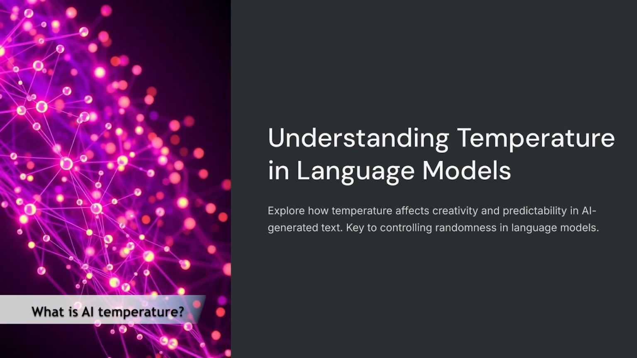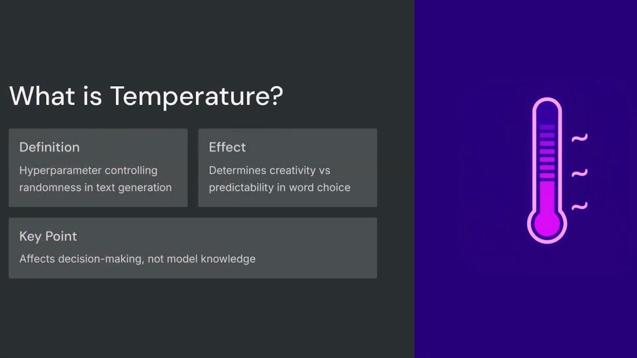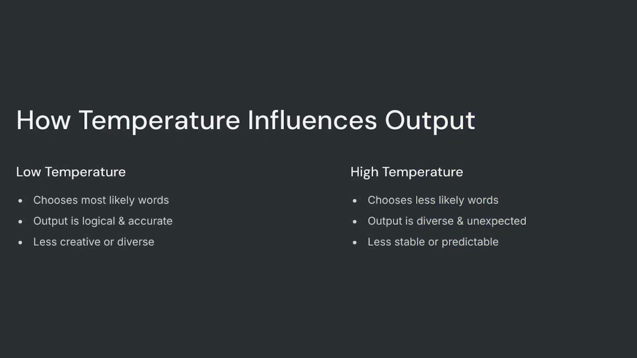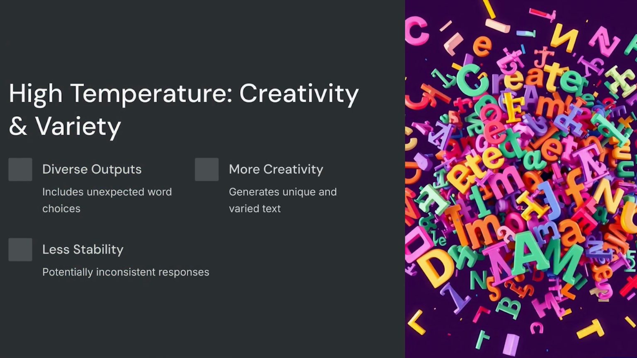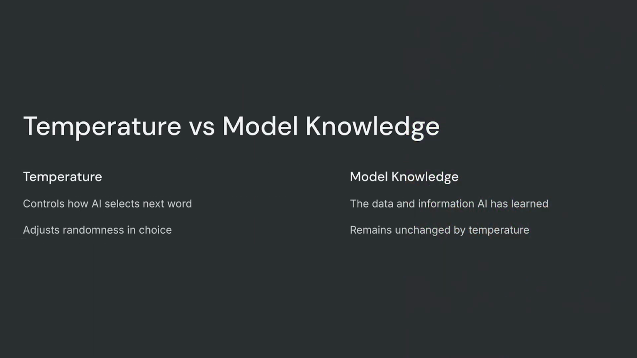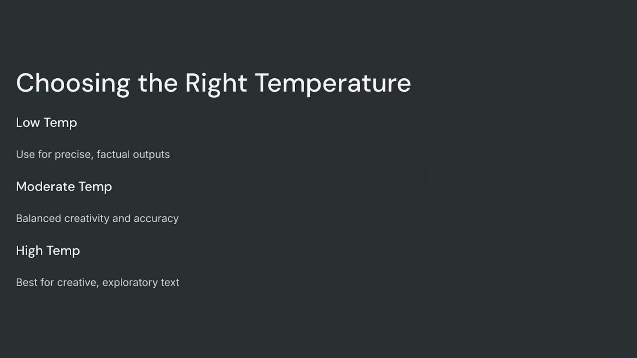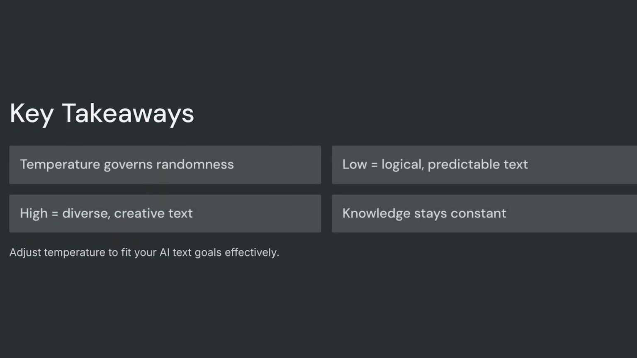Temperature is a hyperparameter that determines the level of randomness in the text generation of language models. It affects how creative or predictable the model will be when choosing the next word. Temperature changes the probability distribution of the answer options. A low temperature value forces the model to choose the most likely options. The generation becomes logical, accurate, but less creative. A high temperature value allows the model to choose less likely options. The text becomes more diverse, unexpected, but less stable. Temperature does not change the knowledge of the model itself, only how it makes decisions among the possible options.